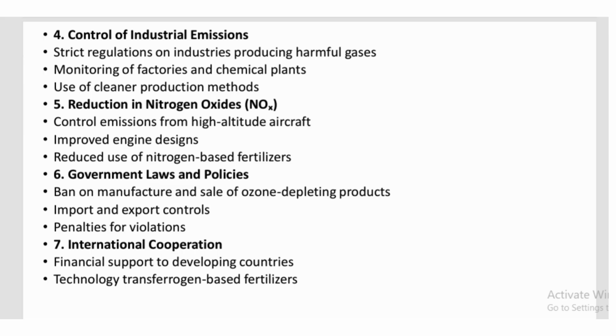Reduction in nitrogen oxide: control emissions from high-altitude aircraft, improve engine design and reduce the loss of nitrogen-based fertilizer. Government policies: ban on manufacture and sale of ozone-depleting products, import and export control, and penalties for violation. Some international cooperation, like financial support to developing countries and technology transfer.